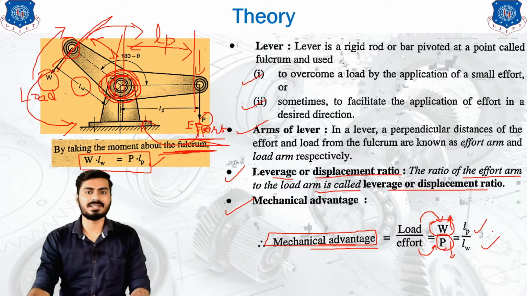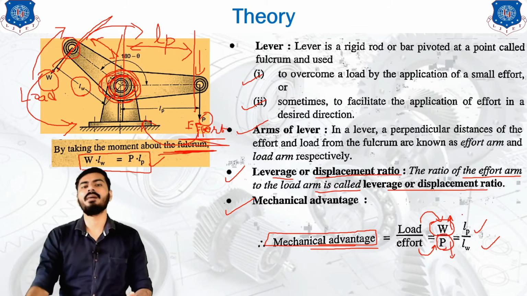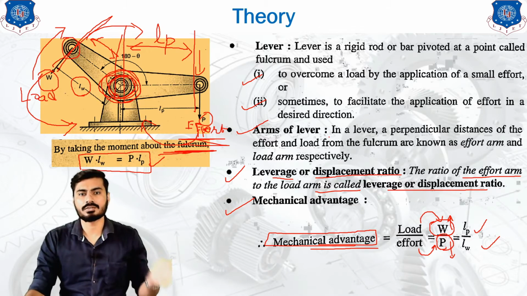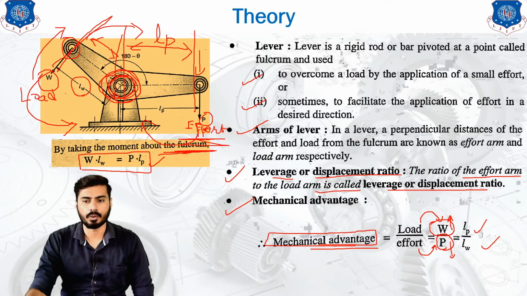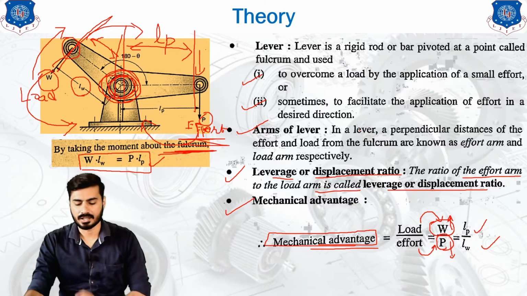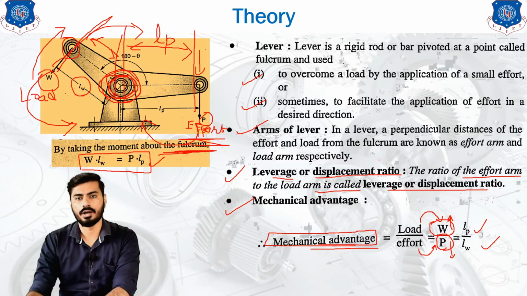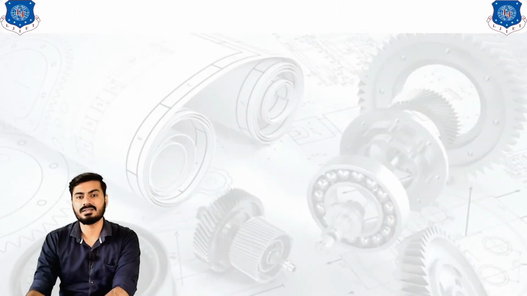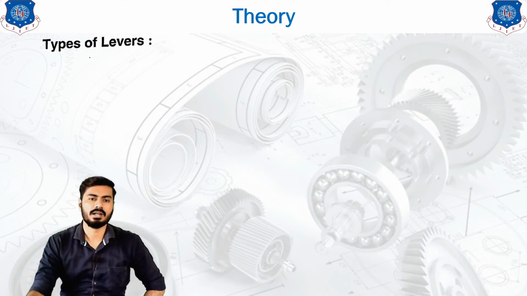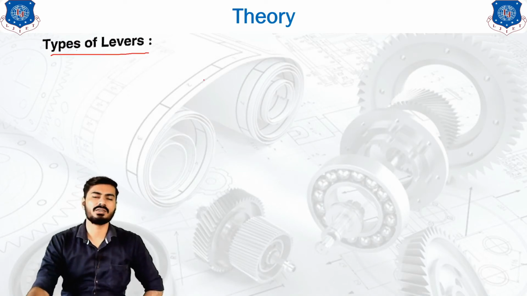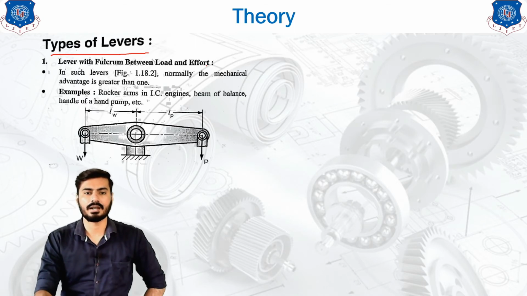So mechanical advantage and leverage are both the same, both are equal, but we can term them differently based on the definition that LP upon LW is leverage and W upon P is mechanical advantage. Based on definition, we have differentiated that ratio, which is nothing but the same ratio. Now we are going to see another theoretical part of this chapter, and that is the types of lever. Types of lever can be asked in your examination for 5 to 7 marks, and based on the marks you need to describe the types of lever.